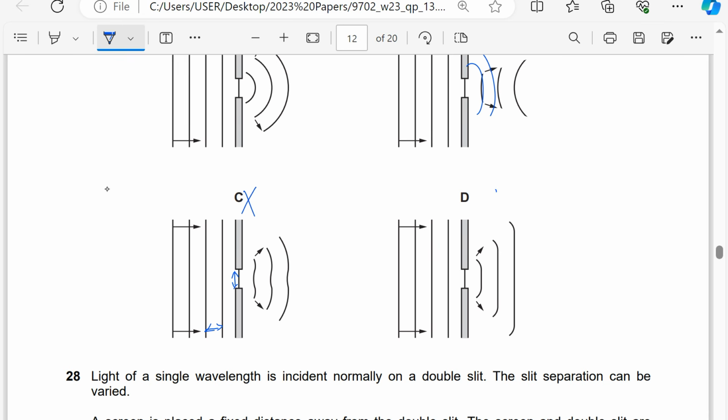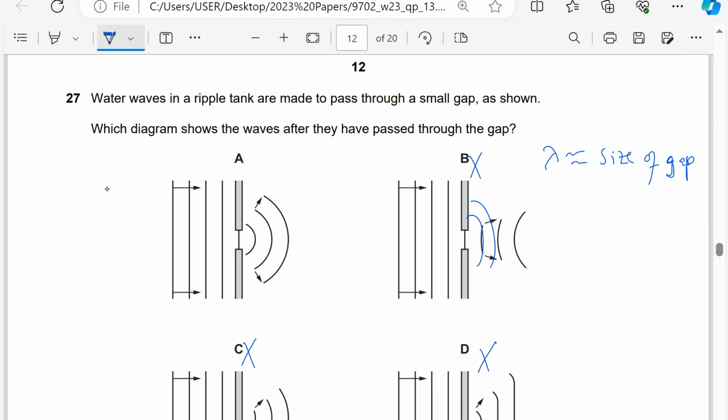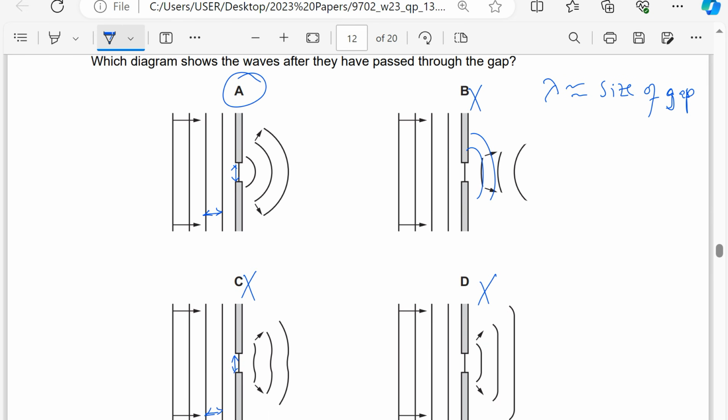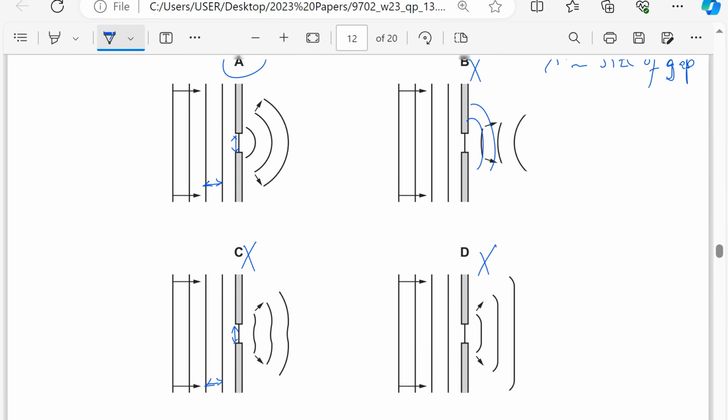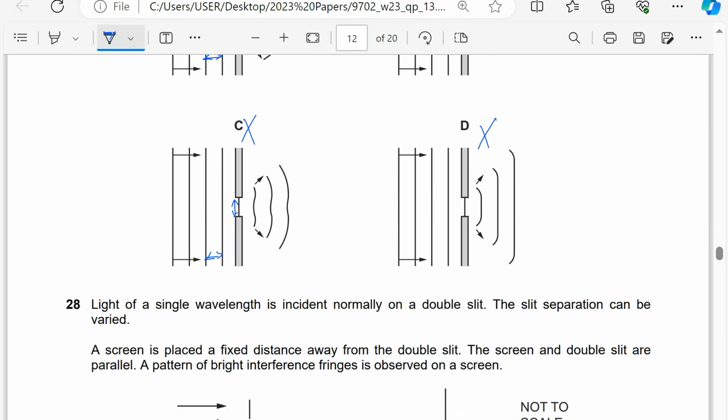So C is wrong and D is wrong. So the answer is going to be A, because when you try to measure this length here, it is almost the same as the size of the gap. So that means the bending must be maximum. So the correct way of bending is going to be A, because diffraction is maximum when the wavelength is approximately the same as the size of the gap. You can try to measure and see if it is approximately the same.